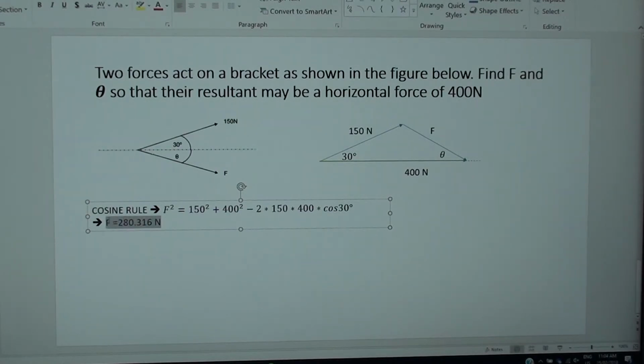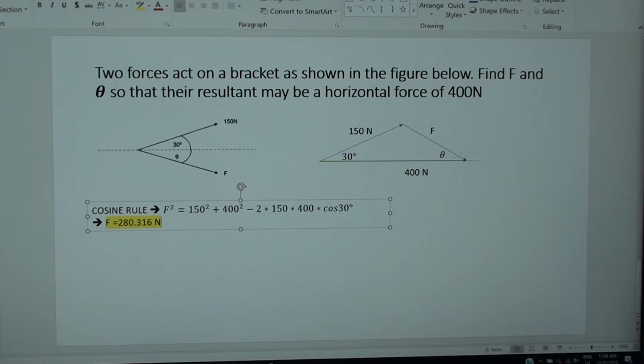Perfect. So that's the solution for the first part. If you have any concern on how to solve this equation, you can see me in the class and I can go through it and explain to you in more detail. Now, that's the benefit of using cosine rule, which helps me first to determine the force.